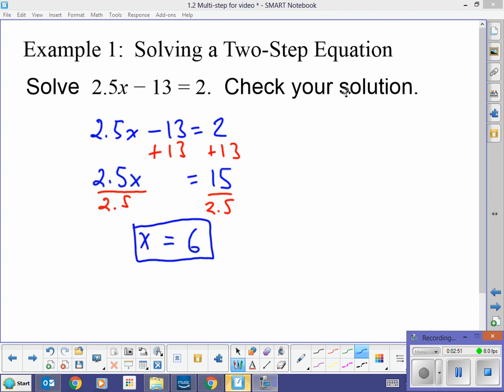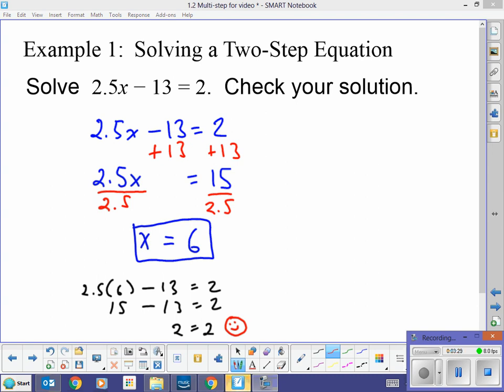And it says check your solution. I'm not going to expect you to necessarily show your work, but you should always check your work. Either go through the steps like I'm doing right now, or just mentally look at it. There's really no reason to turn in a wrong answer that you're not sure about, because you can always check to know if you're right or wrong.